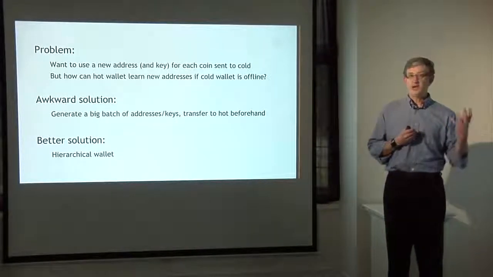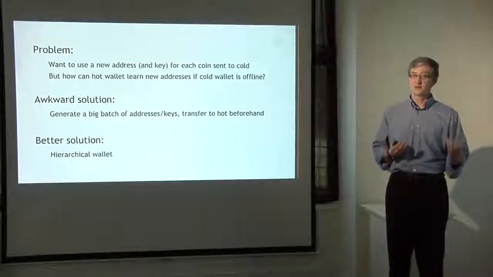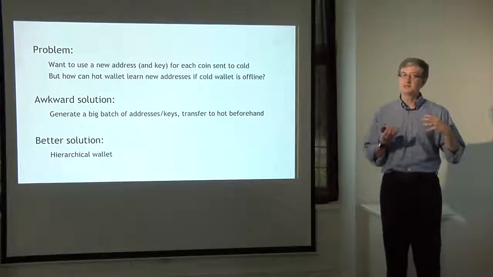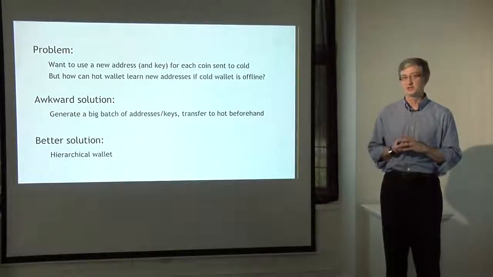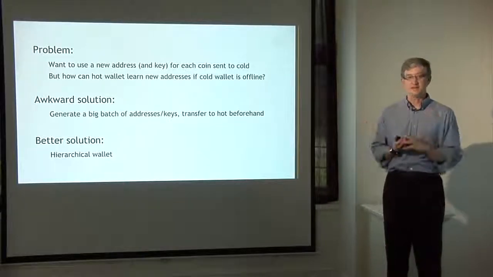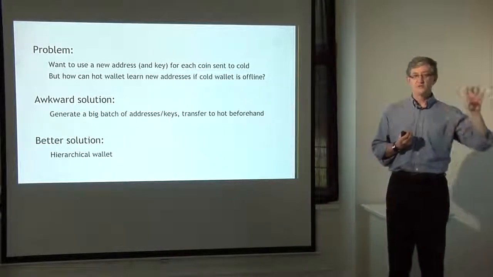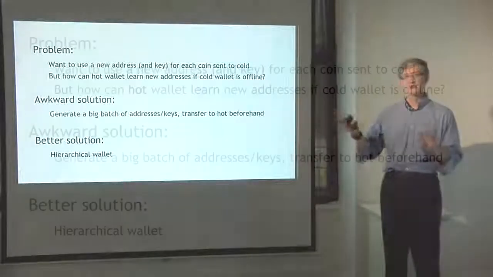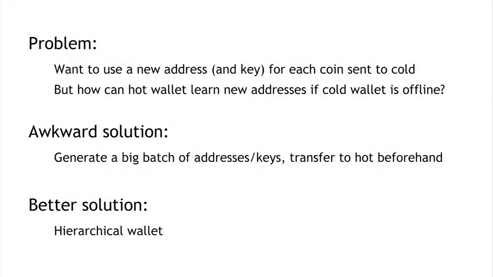On the one hand, as I said in segment 4.1, we want, for privacy reasons and for other reasons, to be able to receive each coin at a separate address and to be able to manage the different secret keys that are used at that address. And so whenever we transfer a coin from the hot side to the cold side, we'd like to use a fresh cold address for that purpose. But because the cold side is not online, we have to have some way for the hot side to find out about those addresses. And that's the problem that we need to solve.